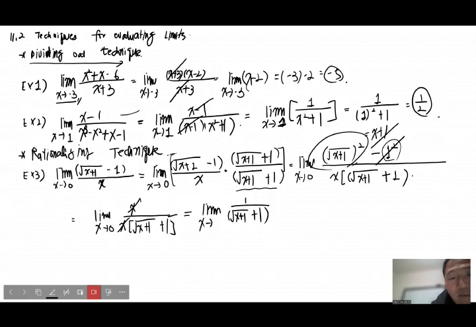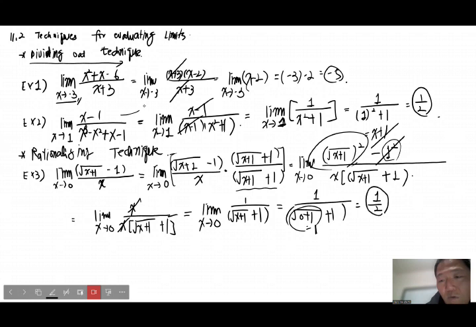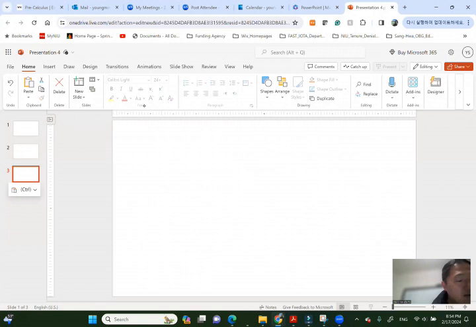And we want to find the value of that function as x goes to 0. If you plug that number into this formula, it should be 1 over square root of 1 plus 1. Now the first term equals 1, so that should be 1 over 2. That is the technique of rationalizing the numerator and denominator. And now we're going to take a look at the next technique.